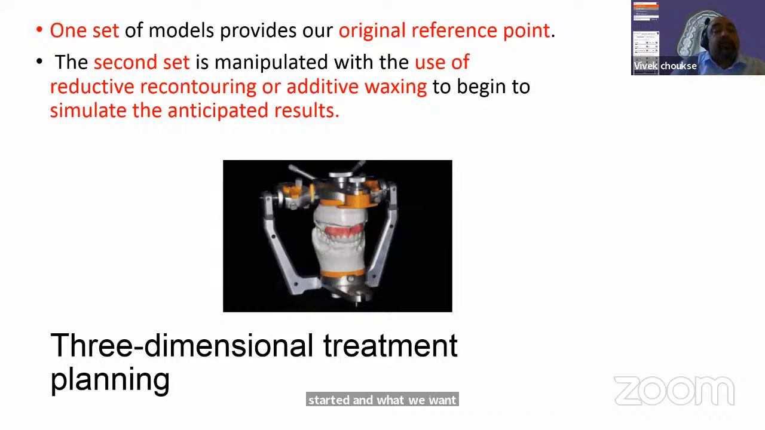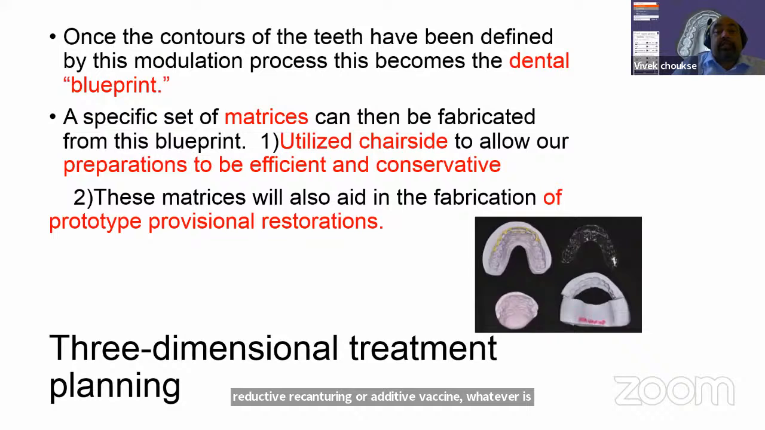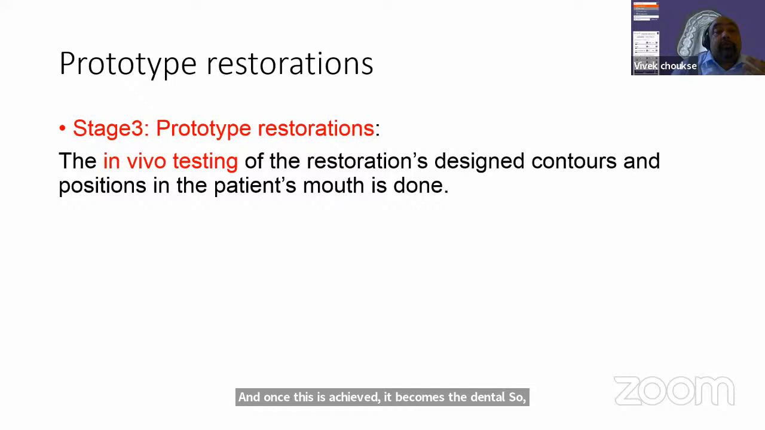The second set of casts should be subjected to reductive recontouring or additive waxing, whatever is needed, to simulate the anticipated results. And once this is achieved, it becomes the dental blueprint. So there should be indices available with the dentist, which should be supplied by the labs.